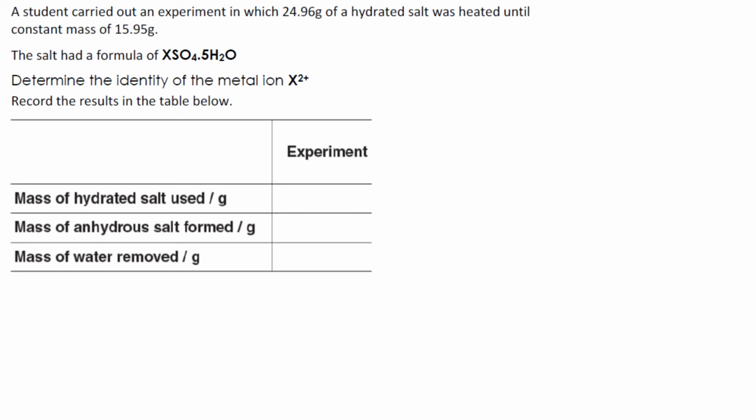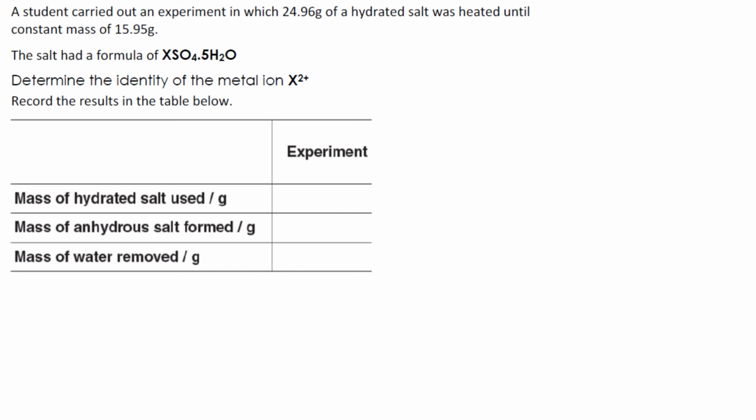So it's a slightly different question. A student carried out an experiment in which 24.96 grams of a hydrated salt was heated until constant mass of 15.95 grams. In this question, they've told us that the formula is XSO4.5H2O, so they've given us the number 5 there. Instead, we've got to work out the identity of the metal ion X, or X2+. So your first job really is to fill in that table, and hopefully that one's not too bad. So you might want to pause the narration and fill in that table.